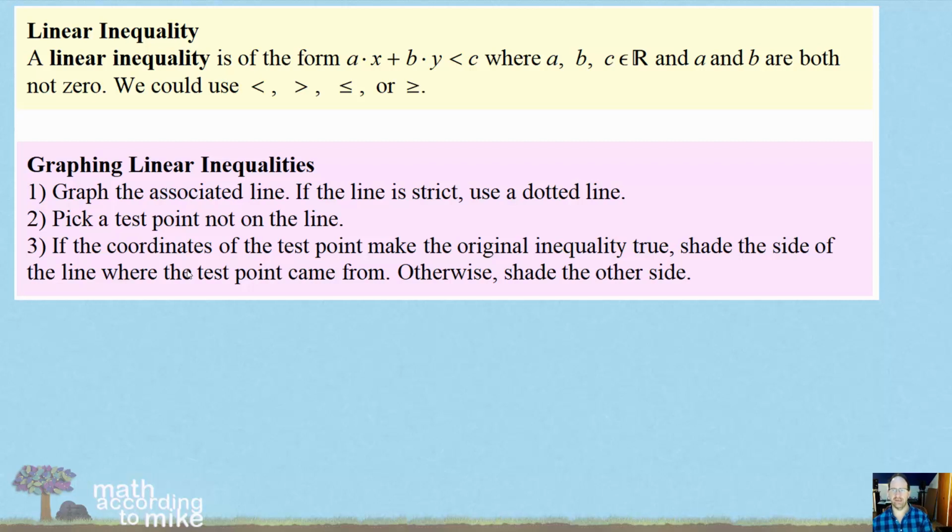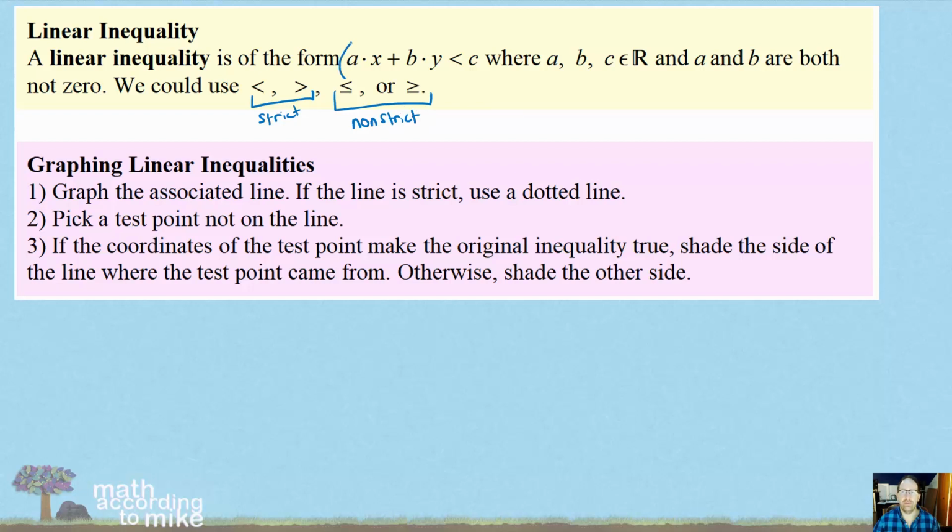A linear inequality is of the form ax plus by is less than c, where a, b, c are real numbers, and a and b both cannot be 0 at the same time. If they were both 0 at the same time, then you wouldn't have any variables. Notice that for different inequalities, you could use less than or greater than. These are strict inequalities because they do not have an equal sign. Or you can have less than or equal to or greater than or equal to. These are going to be called non-strict.